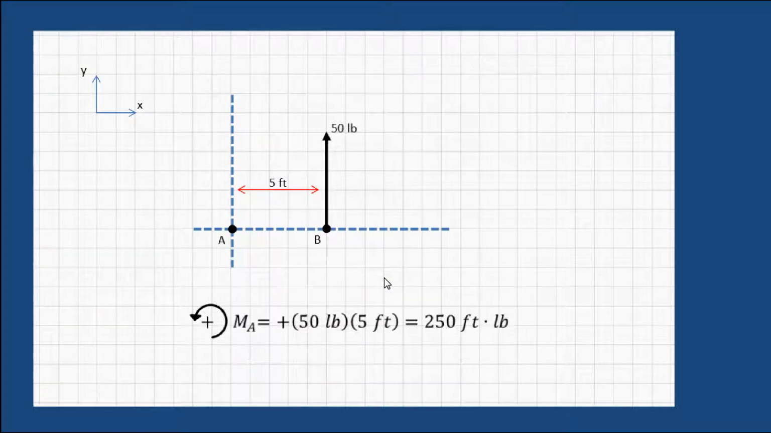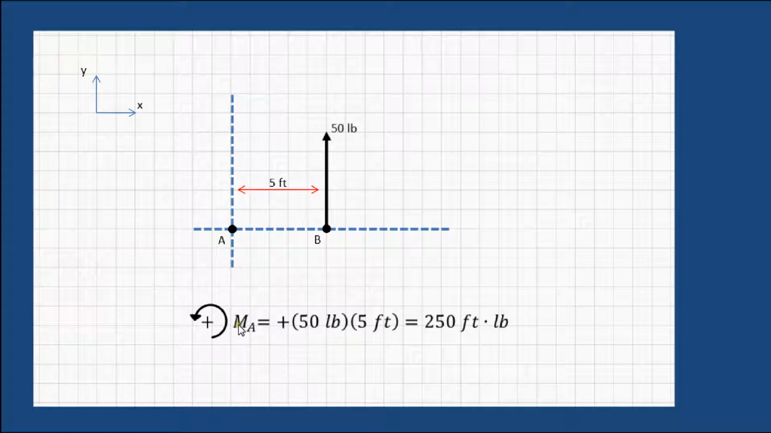The moment that this 50-pound force produces about point A is the product of the magnitude of the force times this perpendicular distance between the line of action of the force and the axis that passes through point A. And the sense of rotation is counterclockwise, which we designate as being positive. So this is the notation that we use, a plus sign with an arrow pointing in the counterclockwise direction designating a positive moment, that any moment is calculated in this sense.